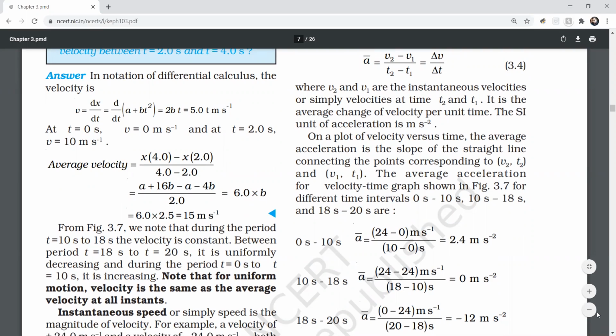Between 0 to 10 seconds, we know 24 minus 0, and the time is 10 minus 0. So the average acceleration was 2.4 meter per second. Between 10 to 18, it was at 24 meter per second. So again, 24 minus 24 upon 18 minus 10.